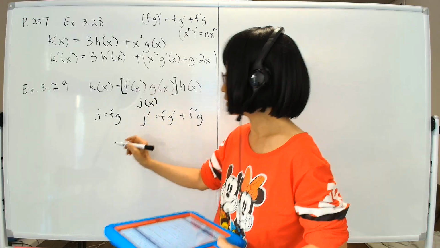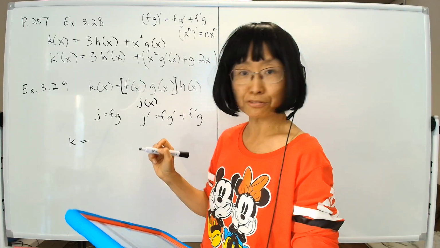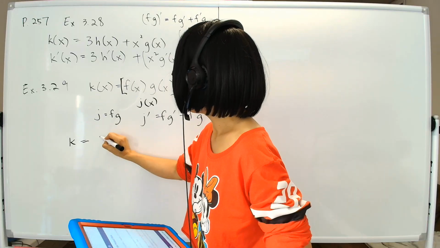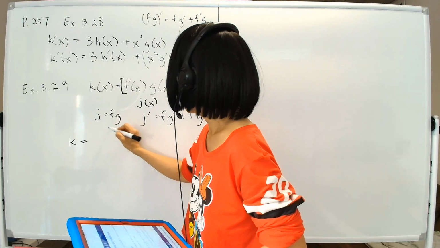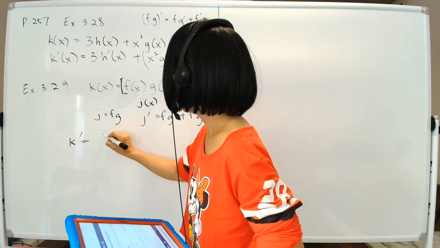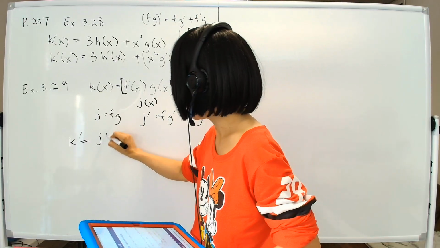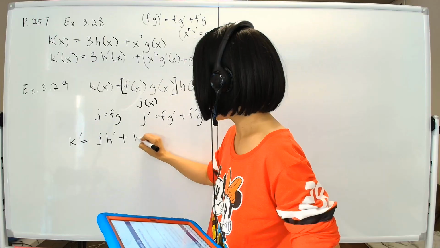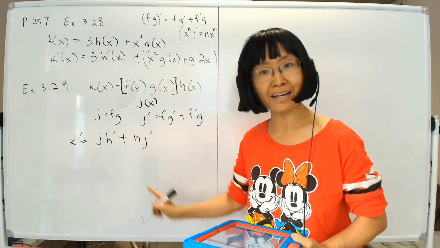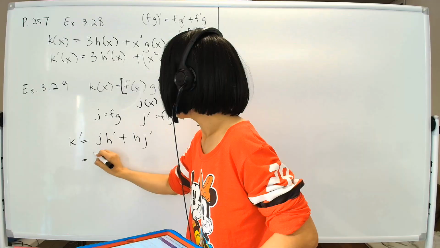So then, substituting this back in, we get k equals, we'll skip the x's for now because the x's don't do much in this problem. So k prime equals the first term j times the derivative of the second, which is h prime, plus the second term h times the derivative of the first, j prime. Right? So far so good. I'm applying the product rule.